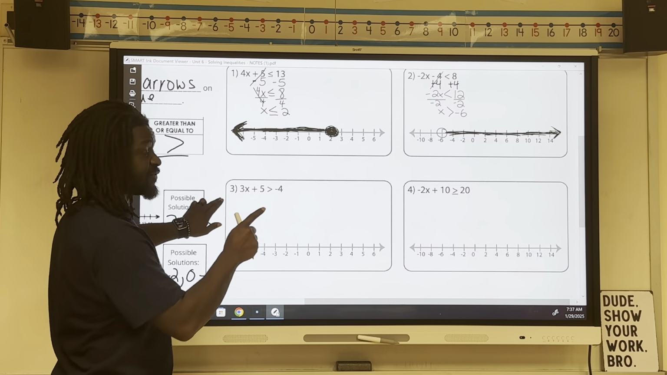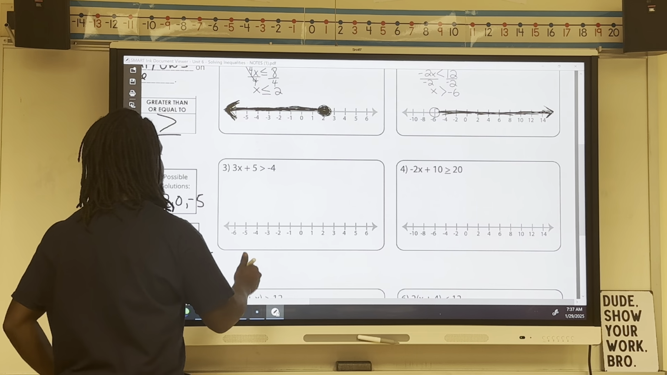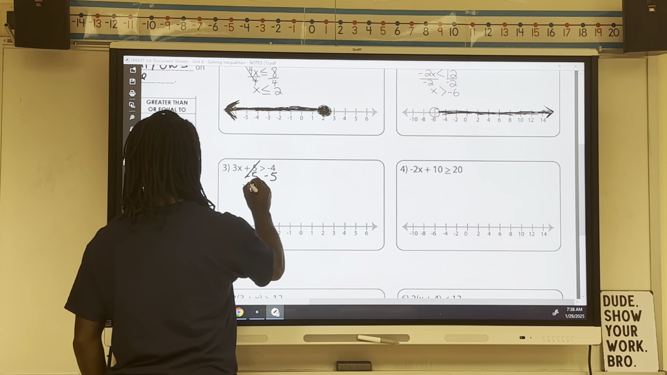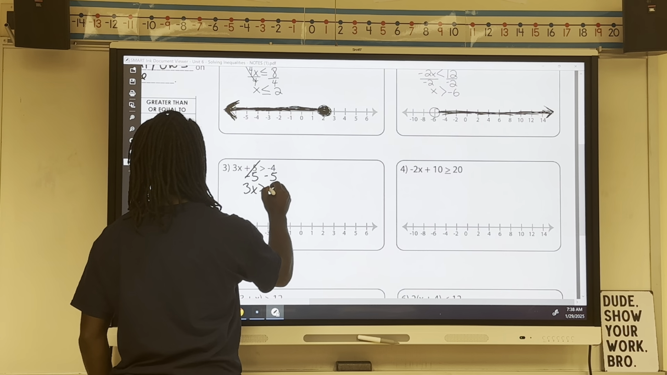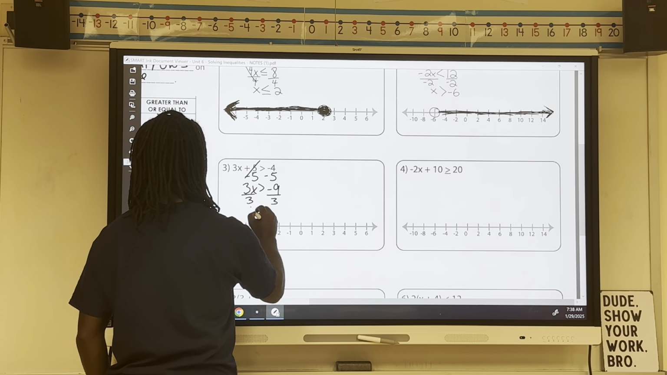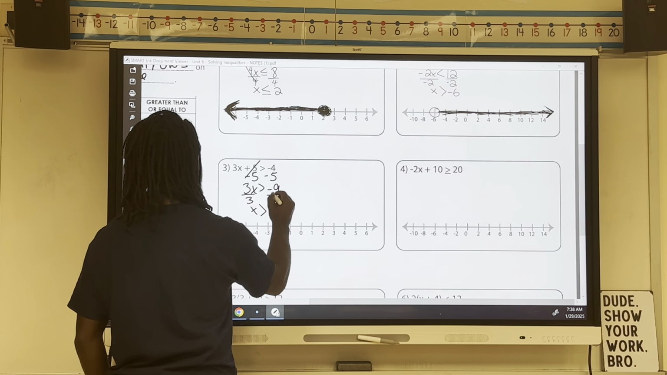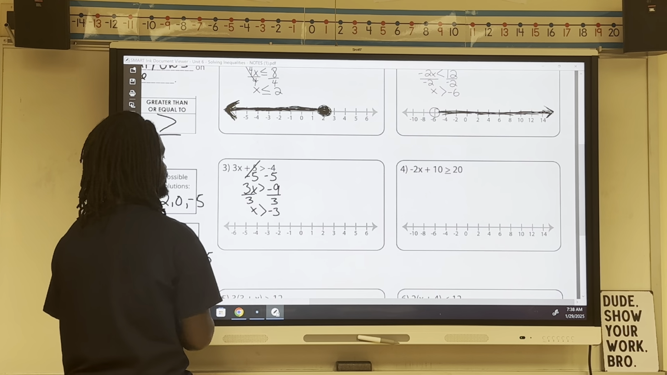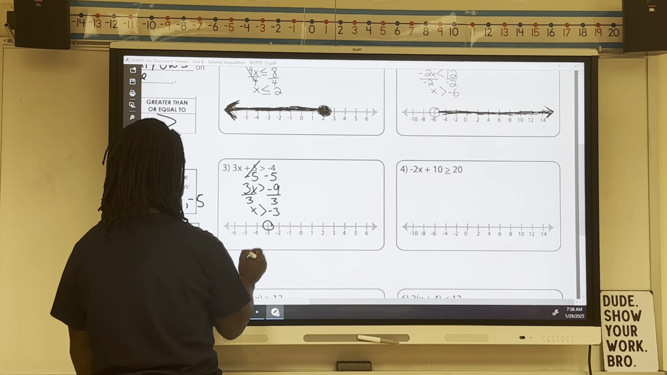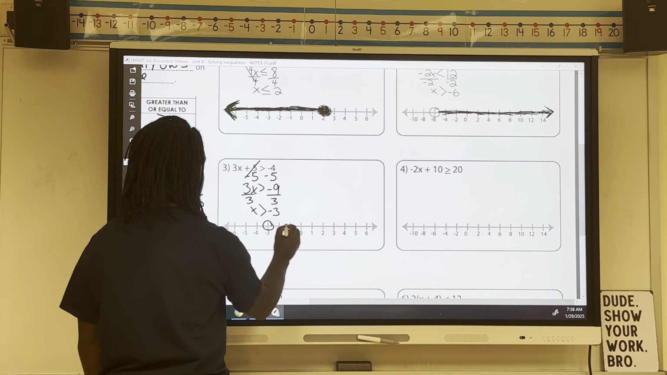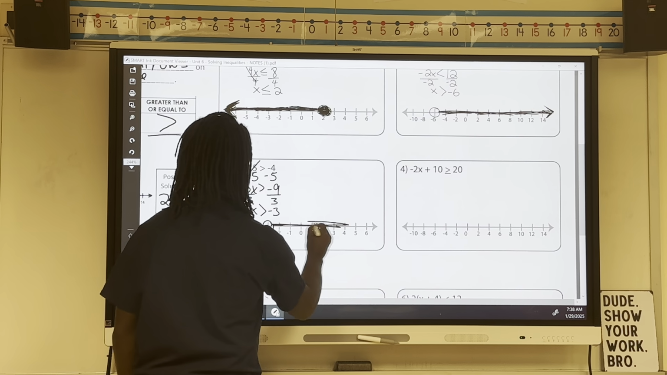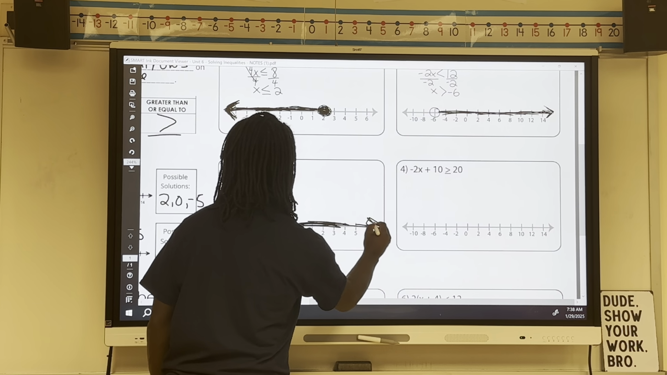Hey, this video is getting long, so I have to fly through this. Subtract 5 on both sides, 3x is greater than -9, divide by 3, divide by 3, x is greater than -3. So I go to -3, I put an open circle, and I am shading to the right because it is greater than. Put my arrow.